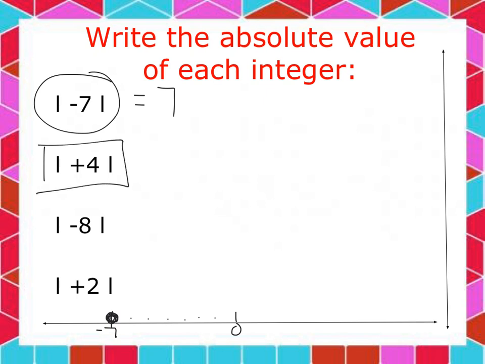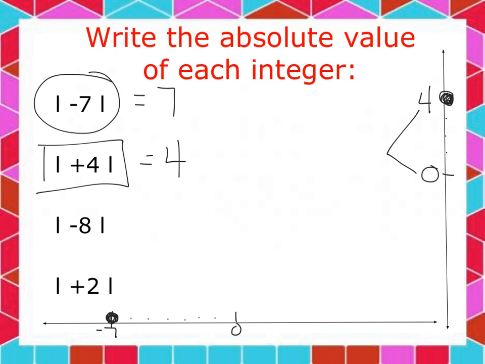Let's try this one next. We're going to work on a vertical number line on this one. I'm going to find 0. I'm going to find positive 4. 1, 2, 3, 4. Notice I'm counting up. There is positive 4. And absolute value deals with the distance positive 4 is from 0. So positive 4 to 0 is 4 spaces. So the absolute value of positive 4 is 4.